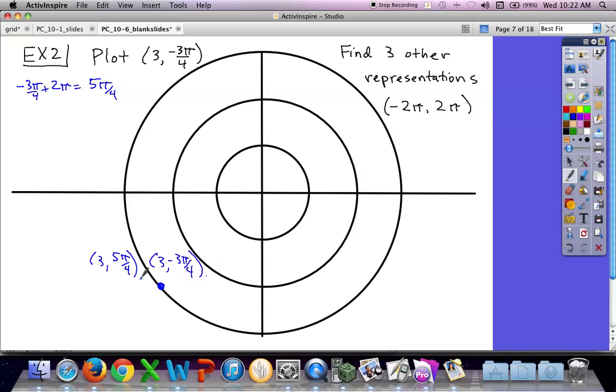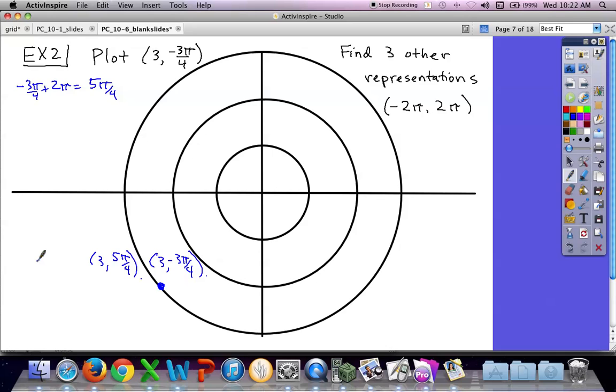Okay, well, what would happen if you subtracted 2 pi? From negative 3 pi over 4, you would be at negative 2 and 3/4 pi, which is not between negative 2 pi and 2 pi. So no, you cannot subtract. Right? We still need 2 more representations.